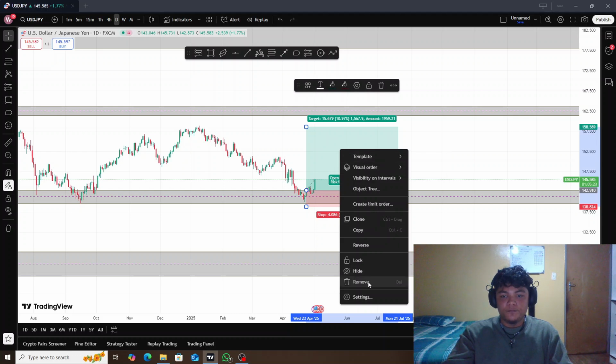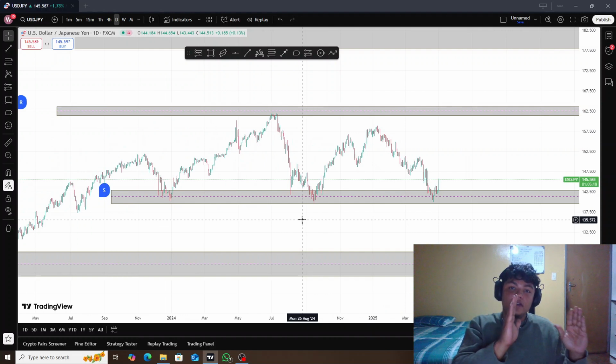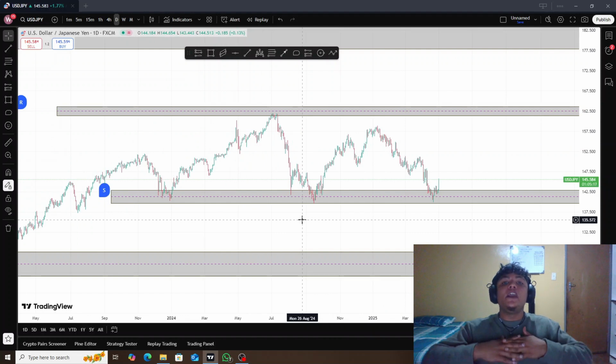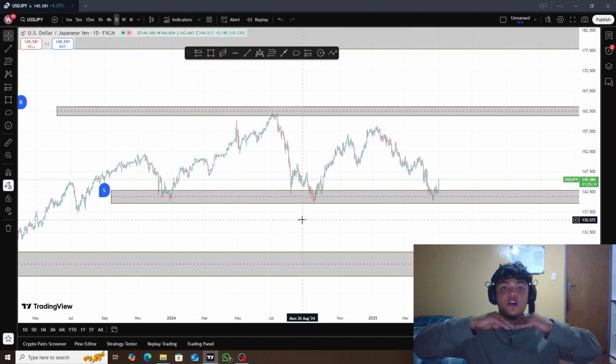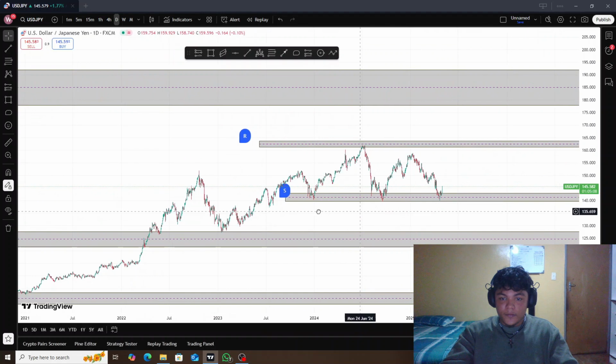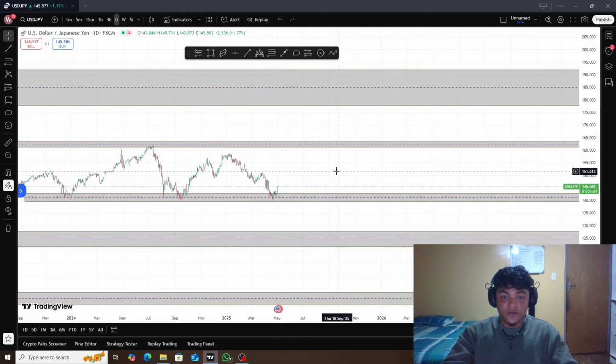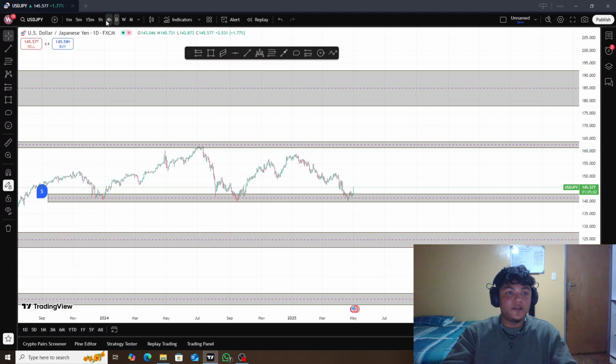So as we are going to move to smaller time frames, there will be a lot of resistance and support levels. So now we are in the daily. We are only looking at these 2 zones. We are now on the daily. Let's go to the 4 hours.